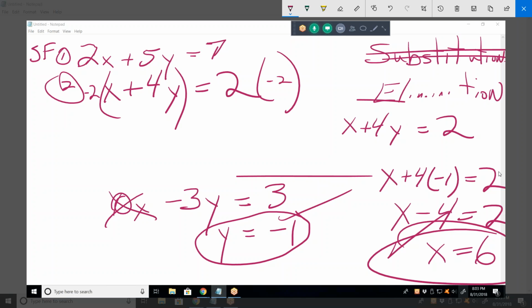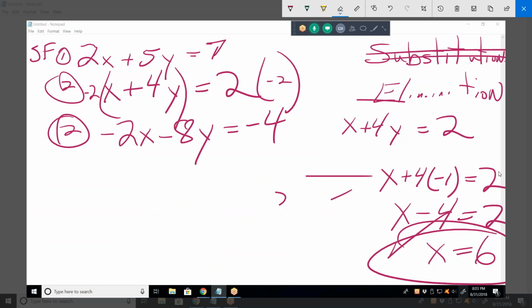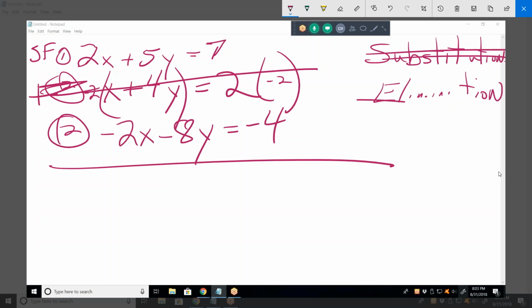The reason is then you produce this as the new equation, which is minus 2x minus 8y equals minus 4. And why is that better? It's because now you're going to add the two equations together, and addition is always easier than subtraction. So this equation's no longer the one I'm interested in. I multiplied both sides by 2. And now I want you to add 1 plus the new 2. What do you get?